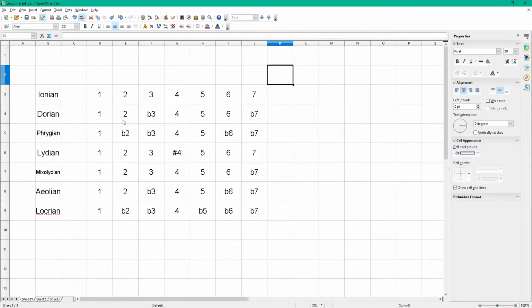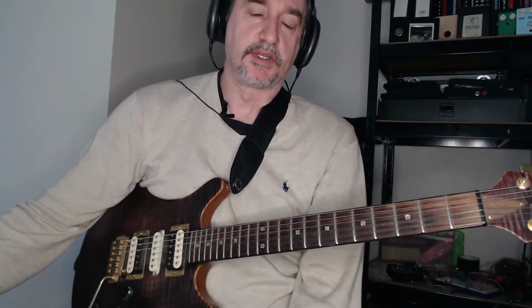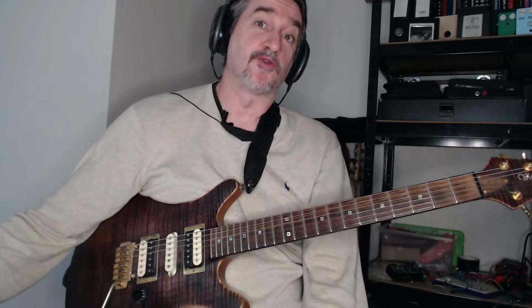In terms of family of chords this scale worked with, we know that the Ionian is a major scale. We know that Dorian is a minor scale. Phrygian is also a minor scale. Lydian is a major. Here is dominant 7. Aeolian is a minor scale. And Locrian is half diminished. Okay? All these concepts should be familiar to you by now.